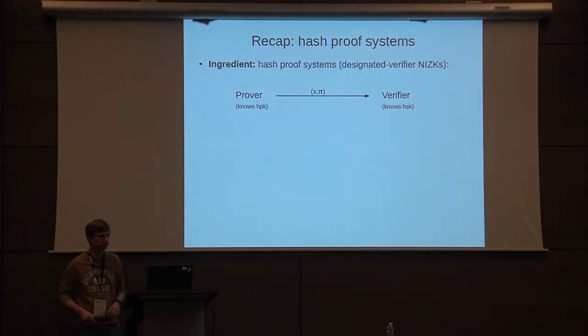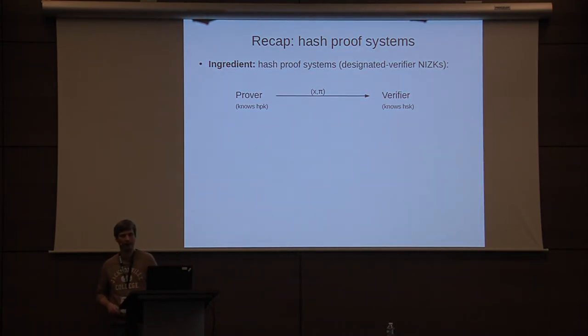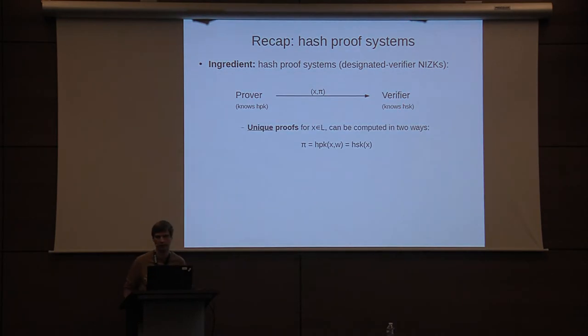One ingredient that we use is hash proof systems, and this is just a short recap of what hash proof systems are. These are designated-verifier non-interactive zero-knowledge proofs. So there's a public key and a secret key. With the public key, you can generate proofs if you know a witness, and with the secret key, you can verify proofs. How does this work? How do you verify proofs?